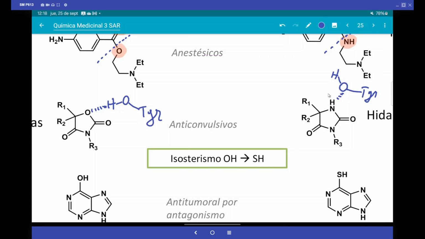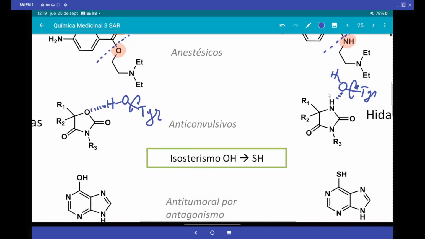Yes, of course, this link is rotatable. This link is rotatable, of course. In theory it should not affect drastically. You have to do the analysis very well. When the link is rigid, there are fewer chances of accommodation.